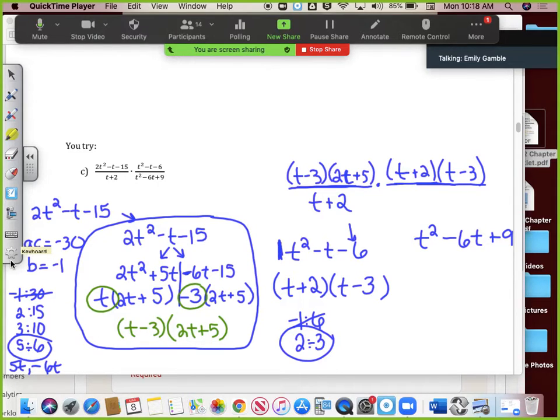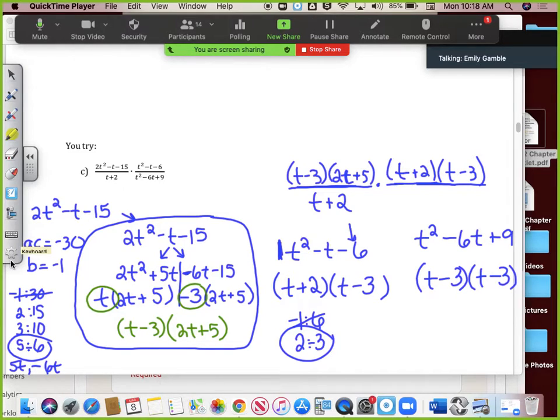But whenever you multiply two negative numbers, you're going to get a positive answer as your product, and you'll get a negative answer as your sum. So that means that when I factor this, I'm going to need two t minuses. I'm going to need t minus blank times t minus blank. And the numbers that multiply to be a positive 9 and add to be a negative 6 would be t minus 3 times t minus 3.